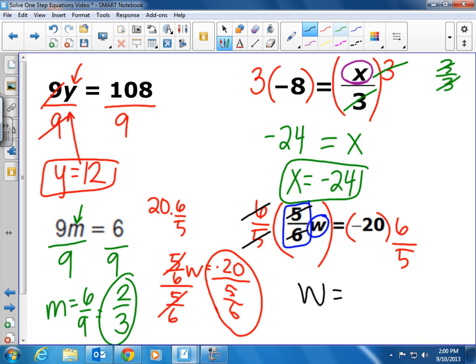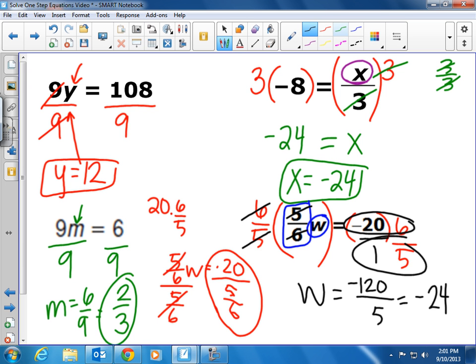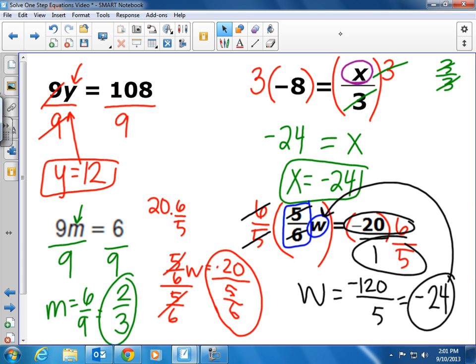Now I'm going to just multiply here. I can put this negative 20 over 1 so that I'm multiplying two fractions together. Negative 20 times 6 is negative 120, and 1 times 5 is 5. Now I need to simplify that a little bit. So I'm going to see that 120 divided by 5 is 24, and I have a negative, so w equals negative 24. Again, I can plug that answer right in there and check myself. I could do 5/6 times negative 24, and I would guarantee get negative 20. All right, that was one-step equations.